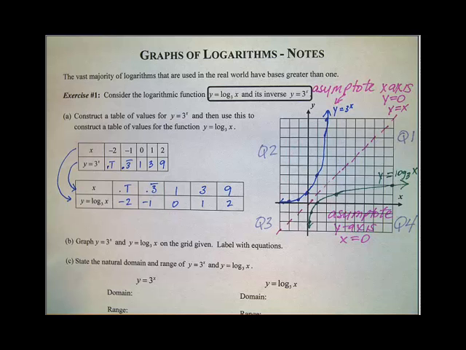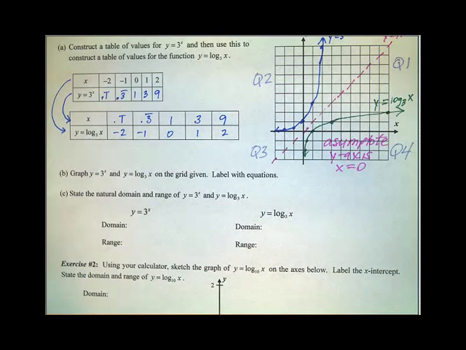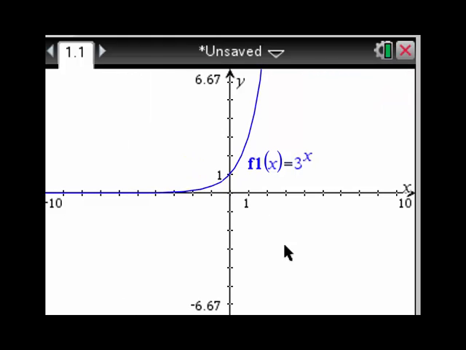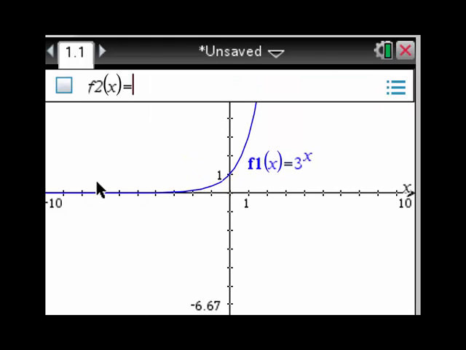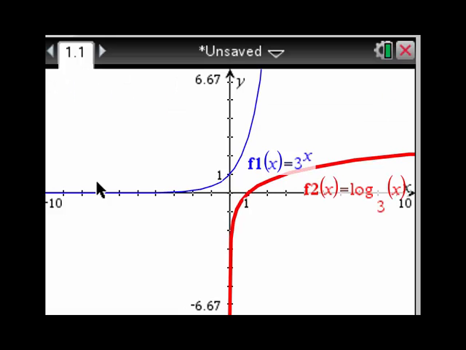So we already graphed them and labeled them. Now we need to state our domain and our range. So it keeps coming back. Every shape we do, domain and range is going to come back. So again, if I look at my graph, I notice that my domain of my exponential is always all real numbers. So negative infinity to positive infinity. My range is greater than 0. It's in quadrants 1 and 2.